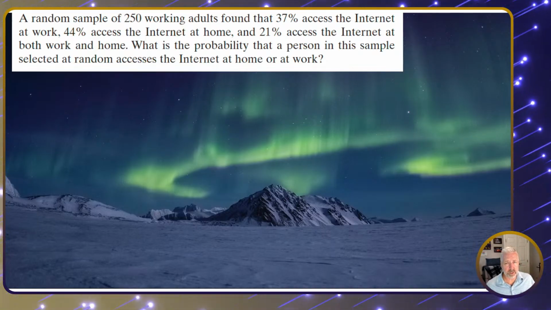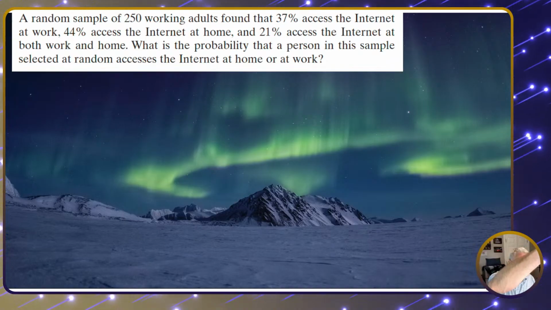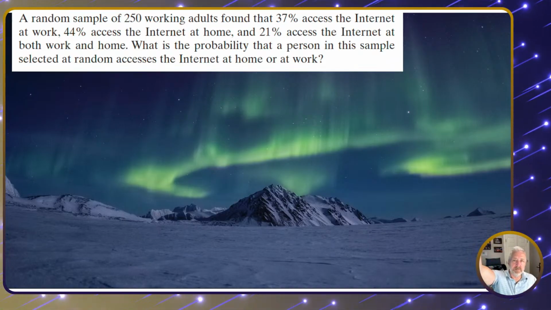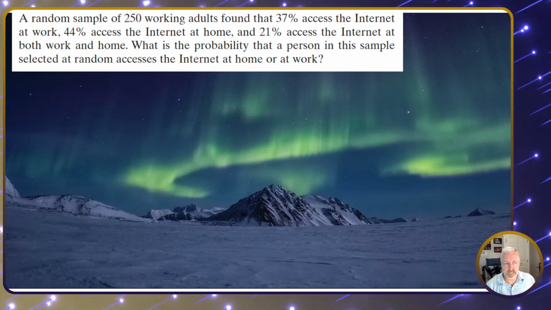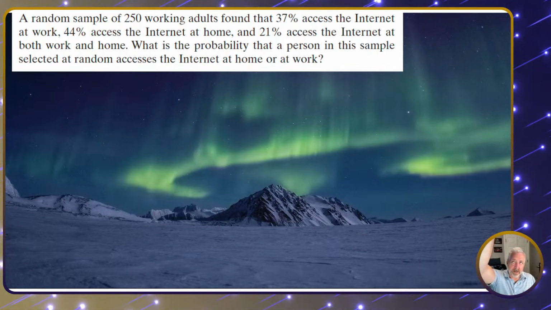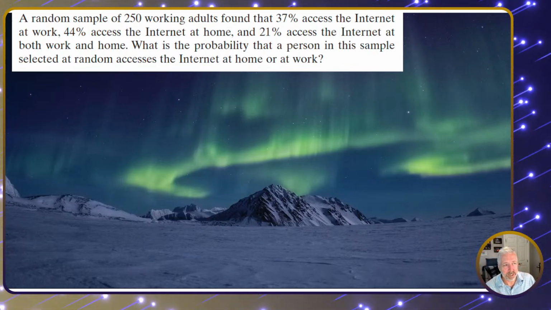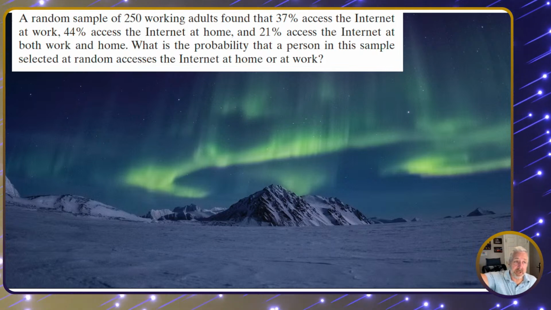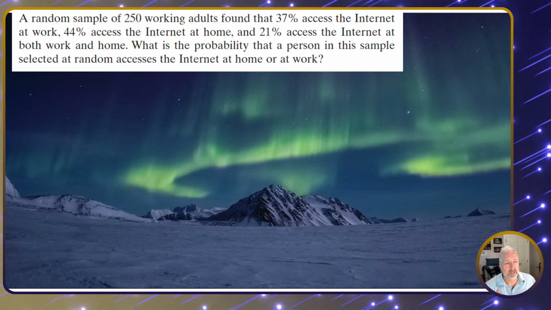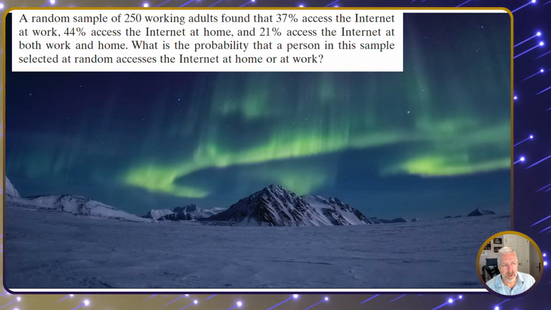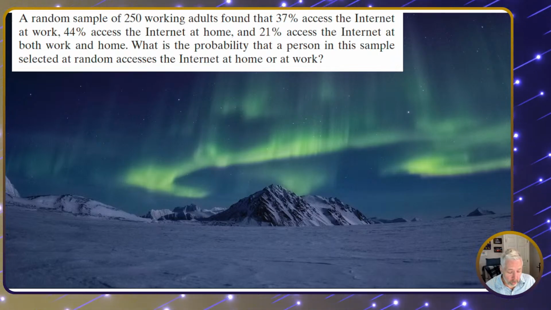So you got 250 working adults. You're going to reach into the tub where they're all sitting and randomly pull one of them out. I always think of the old Wee Men where you reached in and their legs were kicking. Anyway, you pull them out. What's the probability that the one person you pulled out accesses the internet at home or at work?